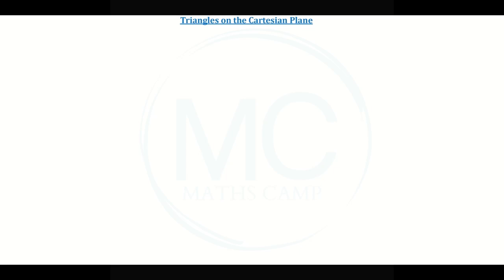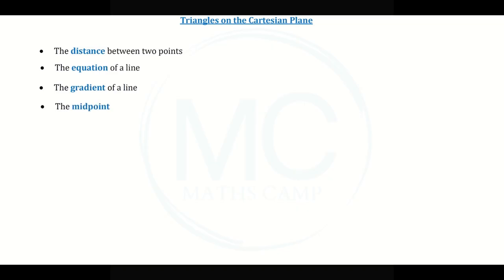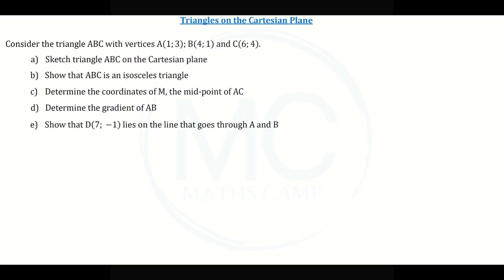In the past few videos, we have looked at the distance between 2 points, the equation of a line, the gradient of a line, and how we go about finding the midpoints. Now we're going to use this information to work with triangles on the Cartesian plane. To better explain how we do this, let's look at some examples.